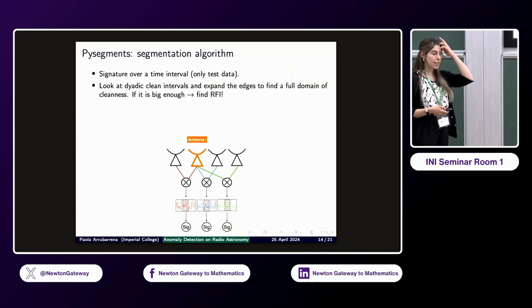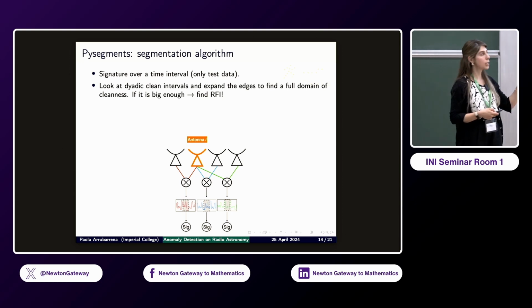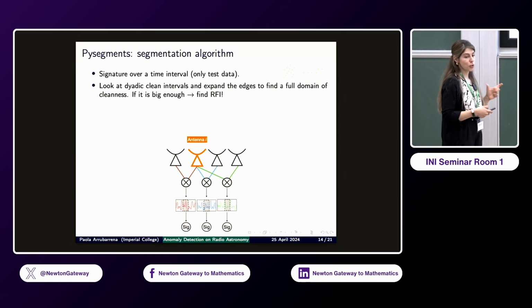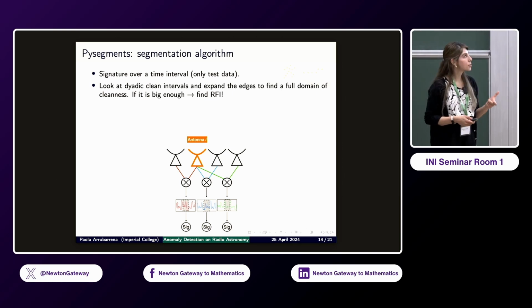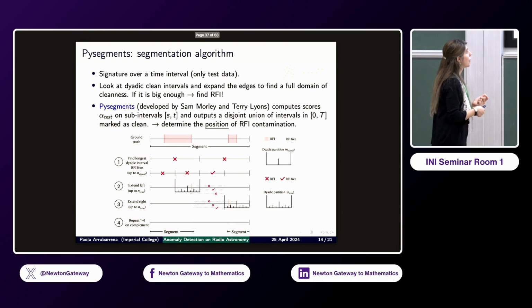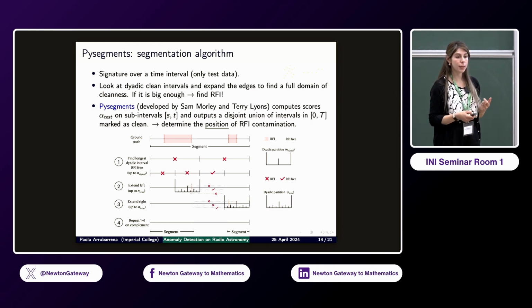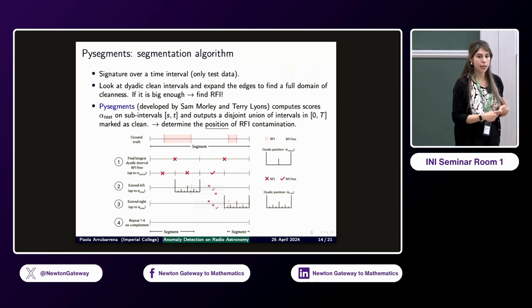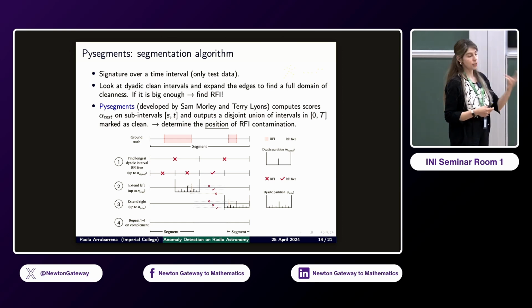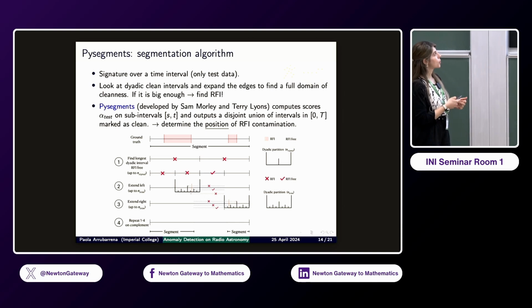So for the test data, we're not going to apply the signature to the full interval of time. We're going to just apply it to a small interval of time. And what's going to be defining these intervals is this algorithm called PiSegments, which was developed by Sam Morley from the Alan Turing Institute and DataSig. What PiSegments is going to do is the following.